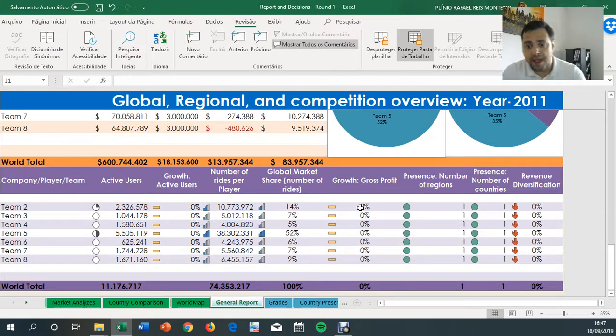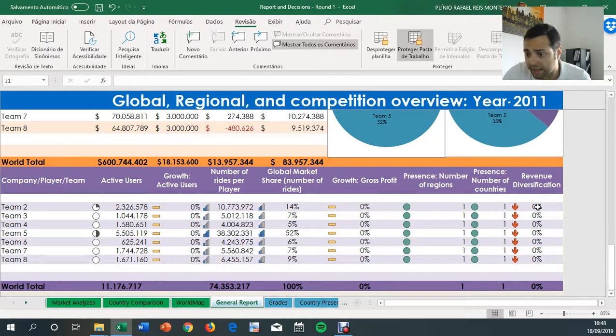Also, another measure of performance is the growth on gross profit. And in the first round, it's not possible to measure the growth in gross profit. So everyone has a number equals 0 right now. And these two columns represent the presence in the number of regions and the presence in the number of countries. So basically, each competitor is present in one region and one country.